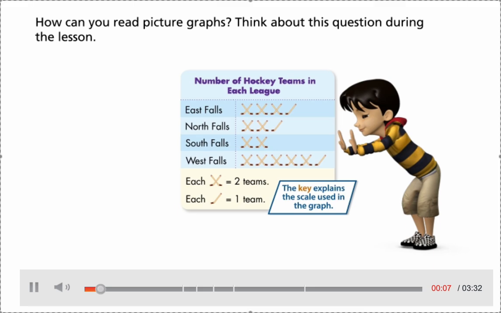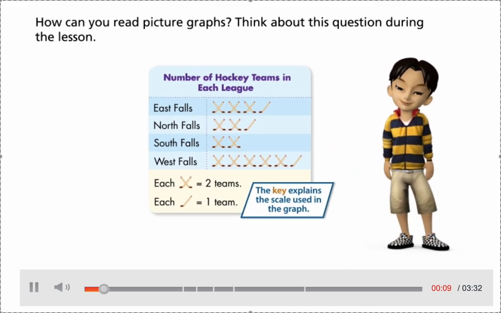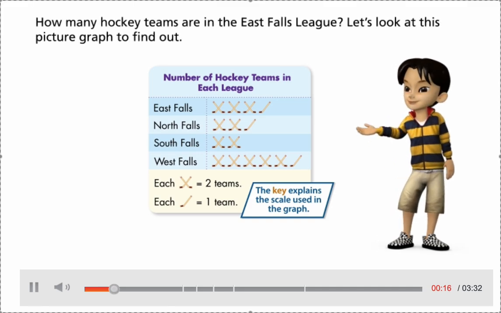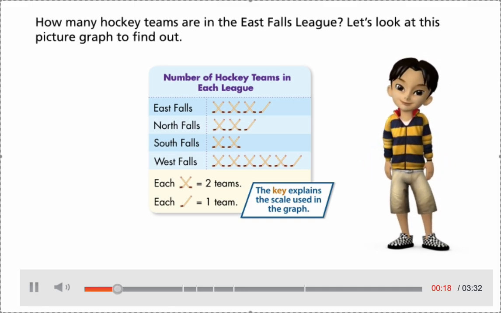How can you read picture graphs? Think about this question during the lesson. How many hockey teams are in the East Falls League? Let's look at this picture graph to find out.